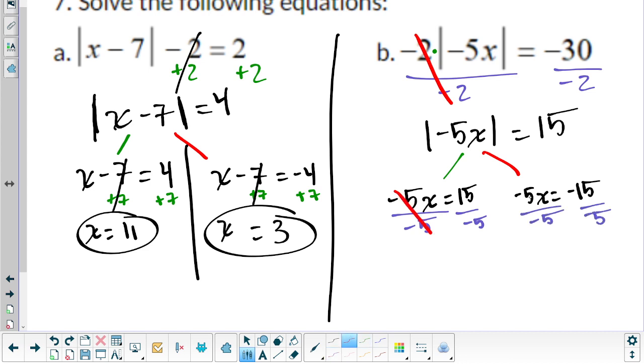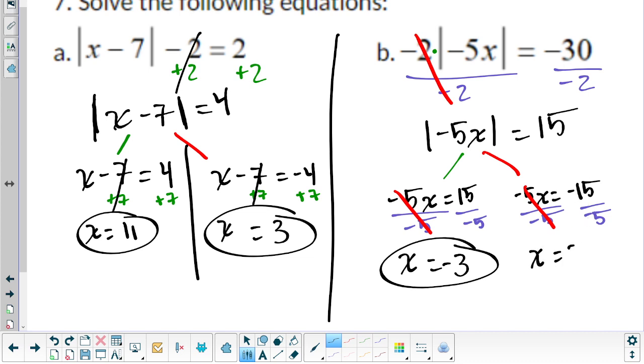They cancel on the left, so I'm left with just x equals, in this case, 15 divided by negative 5 is negative 3. And then this time, x equals negative divided by negative is positive, so positive 3. So my 2 values of x are negative 3 and positive 3. Make it true. Okay, so big idea with this one is splitting them up.